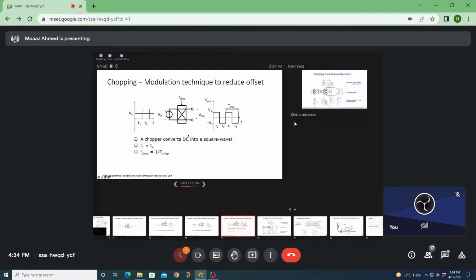So here we see the time domain operation in another view. We have this polarity reversal switch, the chopper switch. This is basically a set of 4 switches opened at 2 phases of chop frequency, FCH and FCH bar.